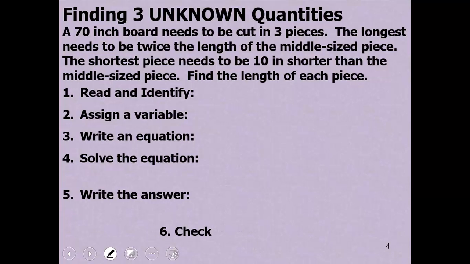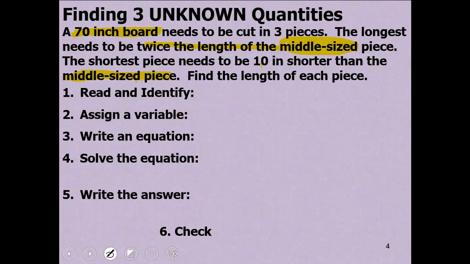All right, finding 3 unknown quantities. A 70-inch board needs to be cut into 3 pieces, okay? So that means the total board is going to be 70 inches. We can't end up with any more than 70 inches, okay? The longest needs to be twice the length of the middle. So look here, the middle. The longest is described in terms of the middle. The shortest needs to be 10 inches shorter than the middle. All right? So which size do we need to let our variable represent? The middle. The middle, because both the longest and the shortest are described in relation to that middle length piece.